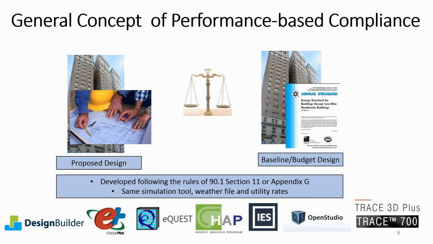So the rules of how these two models are developed differ between Section 11 and Appendix G, but this is the general concept that applies to both, that there are two models that are developed. These models are developed using the same simulation tool, the same weather file, and the same utility rates. And there are multiple simulation programs that can be used to develop these two models, and the simulation tool requirements are included within Section 11 and Appendix G, so any software that meets these requirements can be used for modeling.